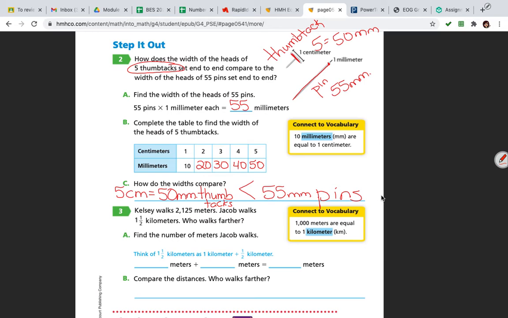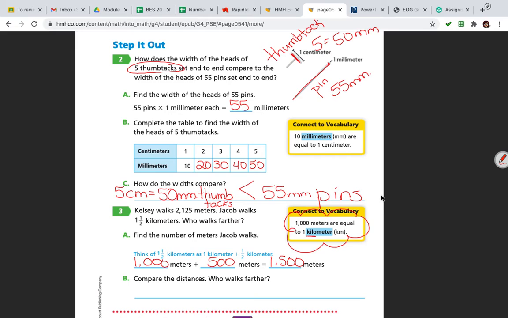Number 3, if Kelsey walks 2,125 meters and Jacob walks 1.5 kilometers, who walks farther? Let's look right here. 1,000 meters are equal to 1 kilometer. The word kilo means 1,000. So it takes 1,000 meters to equal 1 kilometer. Find the number of meters Jacob walks. 1 kilometer equals 1,000 meters, and 1/2 kilometer equals 500 meters. So he's going to walk 1,500 meters.